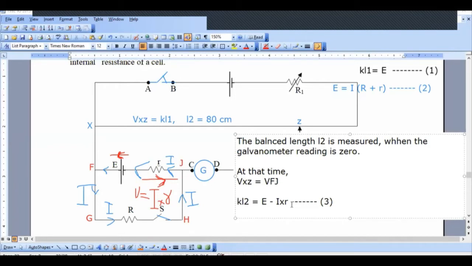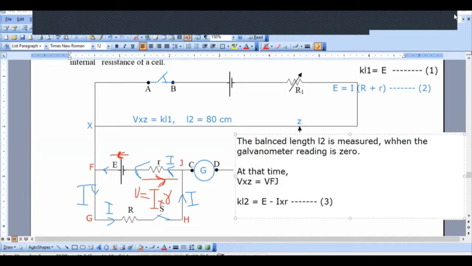So I think that's enough for today. If you are reading all these things, you can leave the class. Okay. Solve these three equations 1, 2, 3 at home. Find your answers and send them to my WhatsApp.